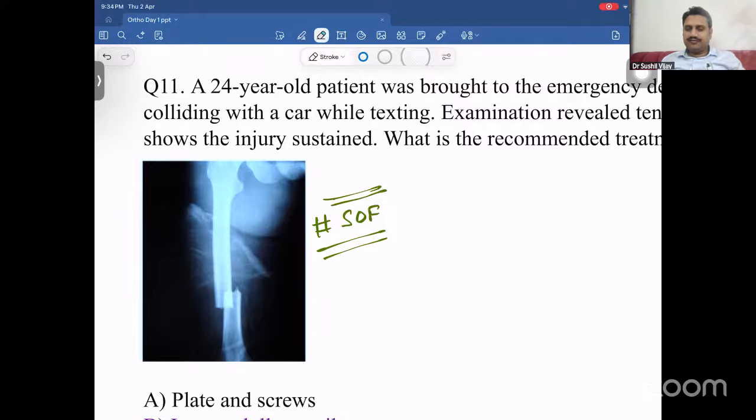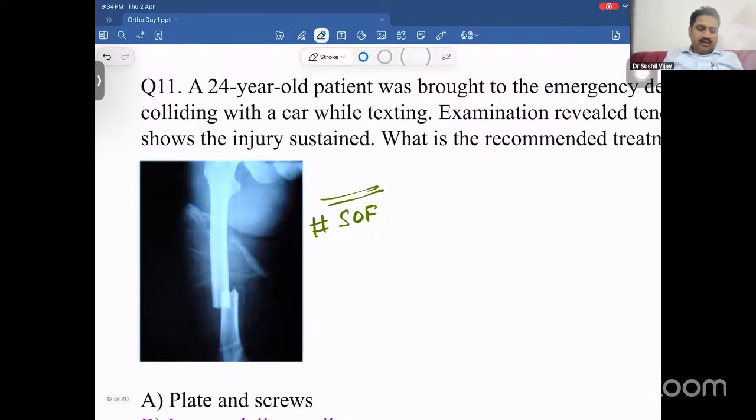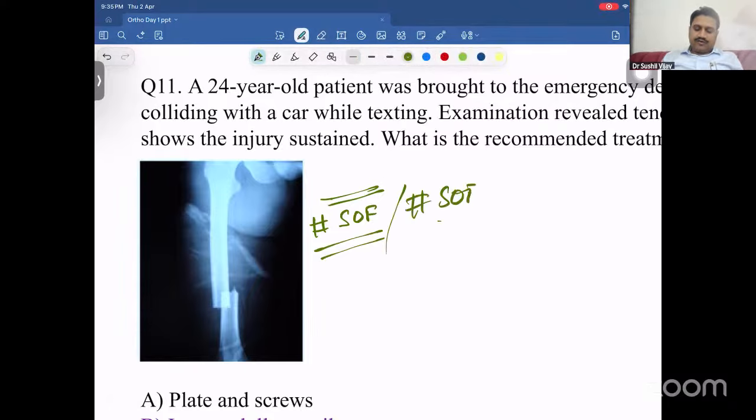Implant of choice for fracture shaft of femur, or let's say the fracture shaft of tibia. Femur or tibia, what is the implant of choice? It has to be intramedullary nail, right?